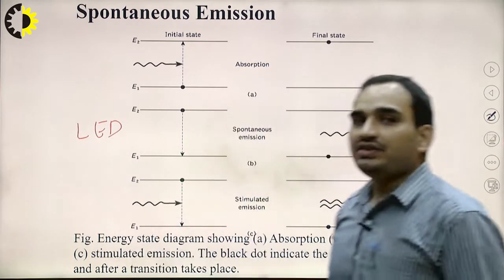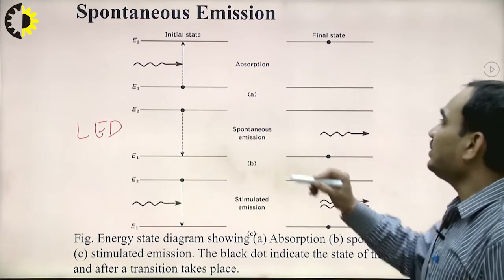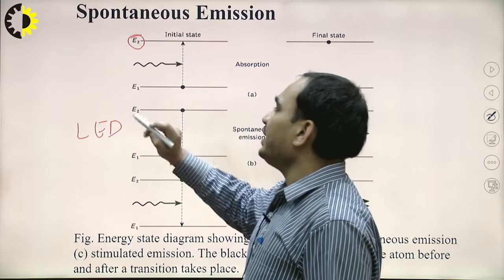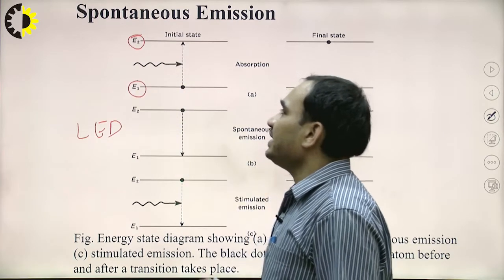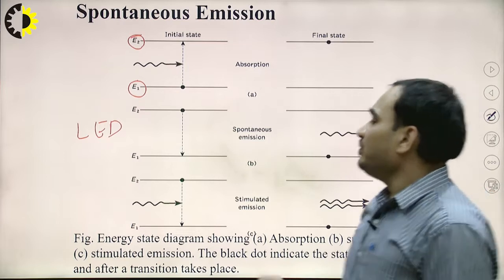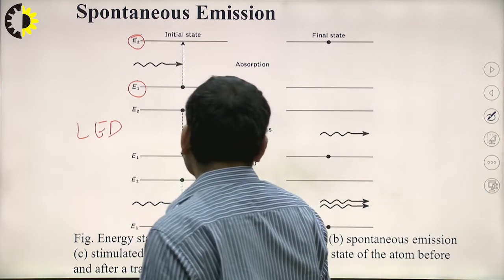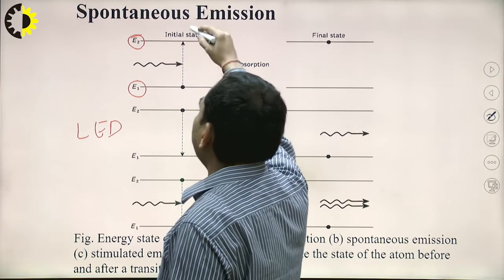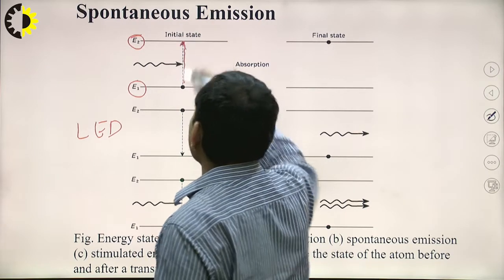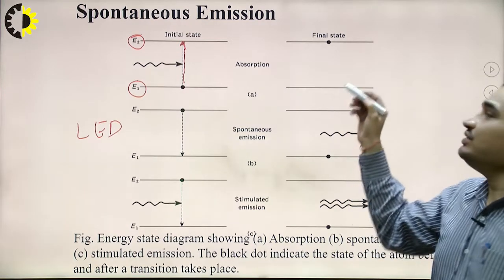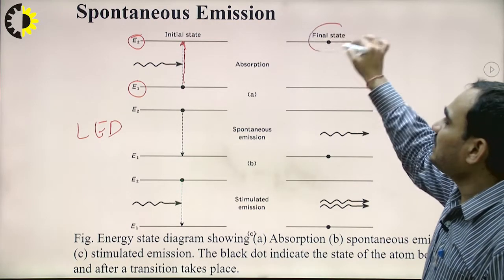So in this figure we can see there are three states. One is the initial state, that is having the higher energy, and another one is the lower energy state, that is E1. So when we are providing energy, the atom from the lower energy state switches to the higher energy state, and after some time, the final state is having the atom in the higher energy state.